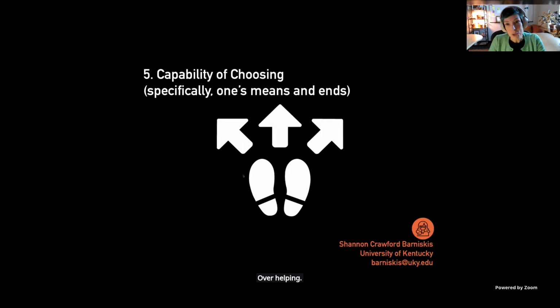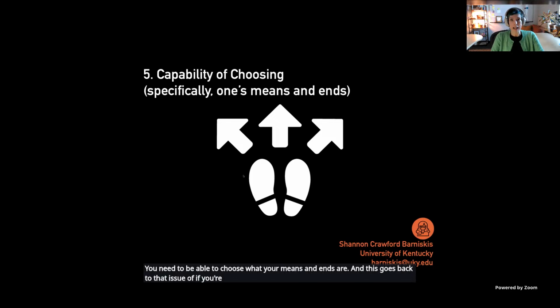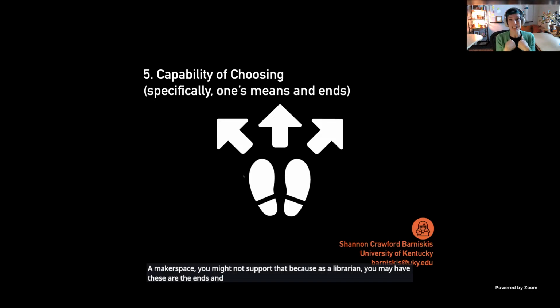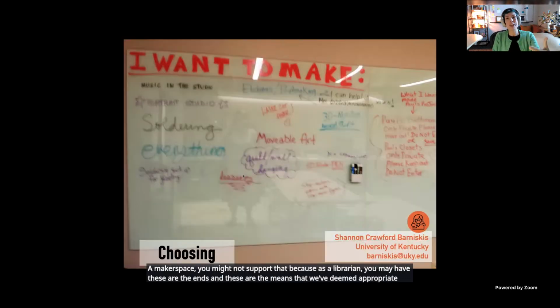You need to be able to choose what your means and ends are. And this goes back to that issue of if you're calling your makerspace a learning lab and someone is not particularly interested in learning, they want to make something or they want to play or they want to hang out with their friends or all of the myriad other reasons someone could want to use a makerspace, you might not support that because as a librarian, you may have, these are the ends and these are the means that we've deemed appropriate. We have to ensure that the users can decide for themselves.